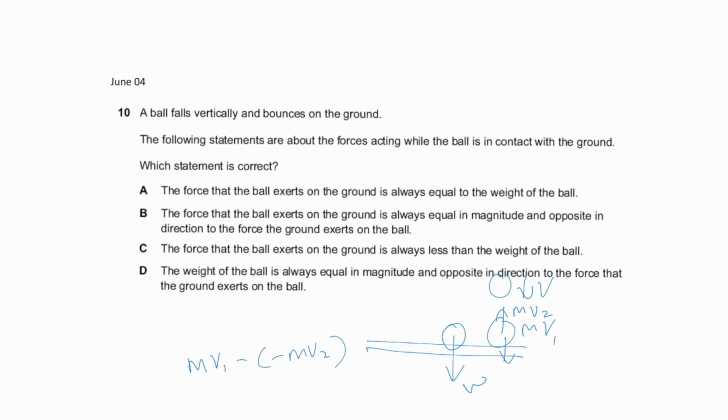Why minus? Because momentum is a vector. So if you are going down, it's positive. Going up must be negative. So you are getting a change of momentum of m(v1 + v2). So this will be the force exerted by the floor on the ball, which according to Newton's third law will be the force that the ball exerts on the floor. So it will be a bigger force than the weight.